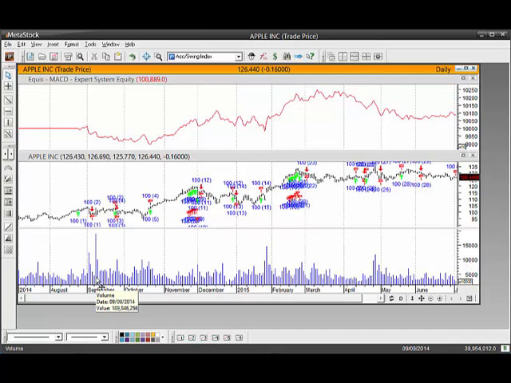And on the bottom, it shows trading volume in the stock. Certain trading systems are based on the price movement, and other trading systems can be based on other information that's available, including volume.